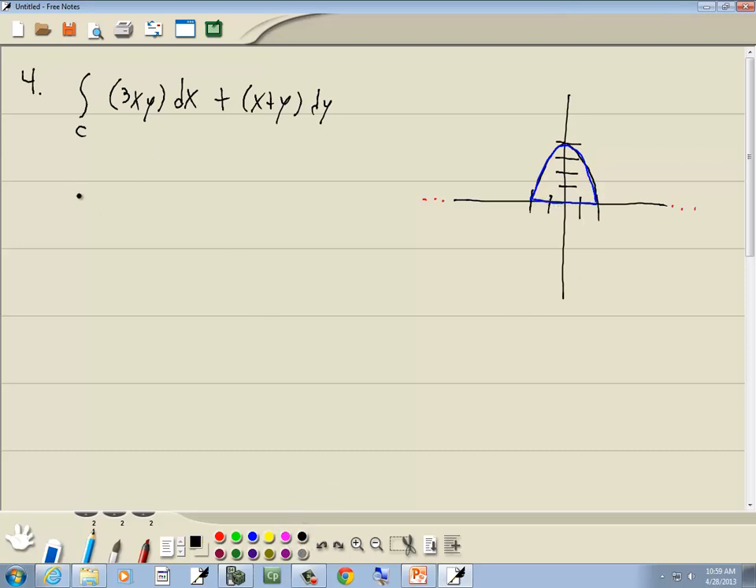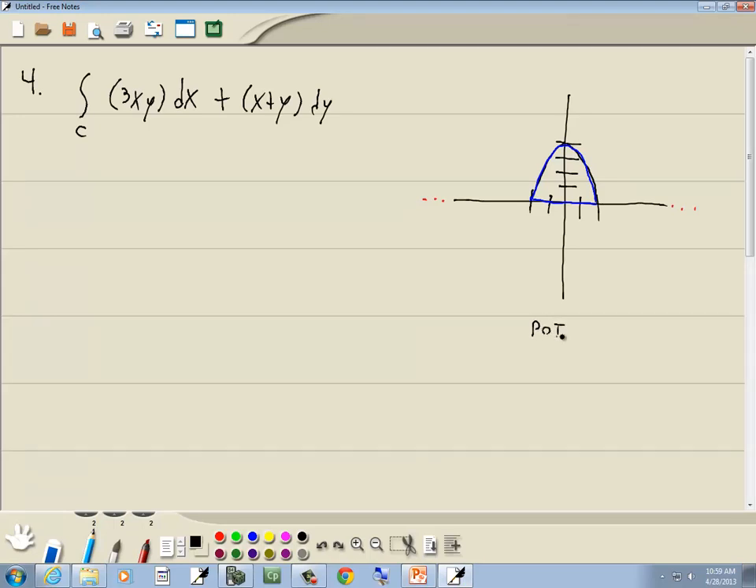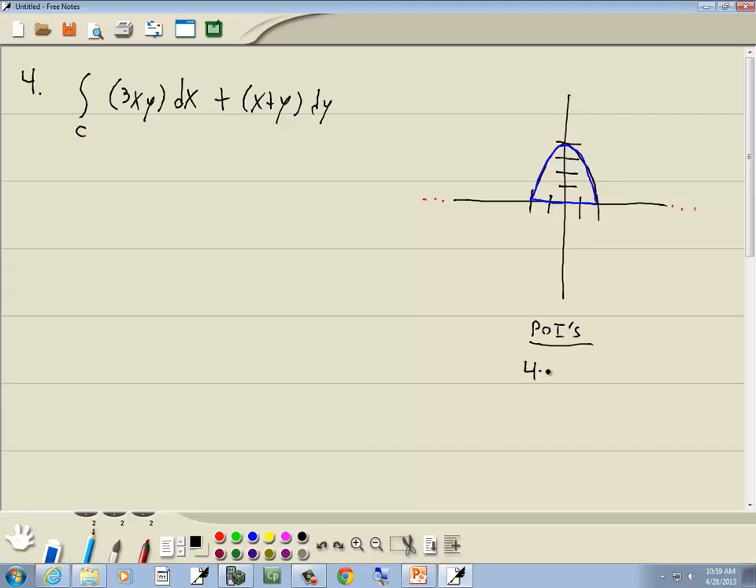Okay. Well, you can kind of see it goes from -2 to 2, but if I didn't see that, to find our points of intersection, since y is equal to 0 and y is equal to this, we just equate these two. So we got 4 minus x squared equals 0. Take the negative x squared to the right side, becomes a positive x squared. Take the plus or minus square root of the other side, and we get x equals plus or minus 2. So this outer one is going to go from x equals -2 to x equals positive 2.